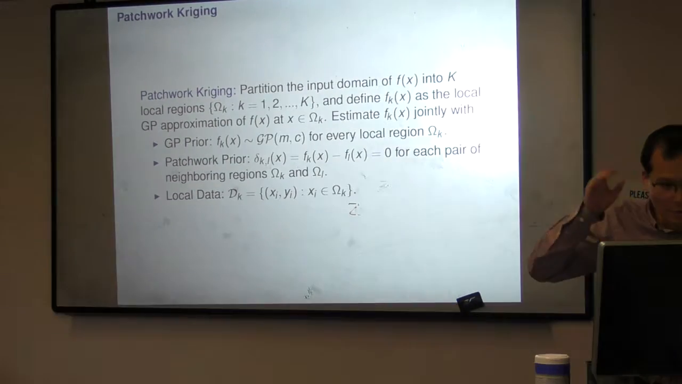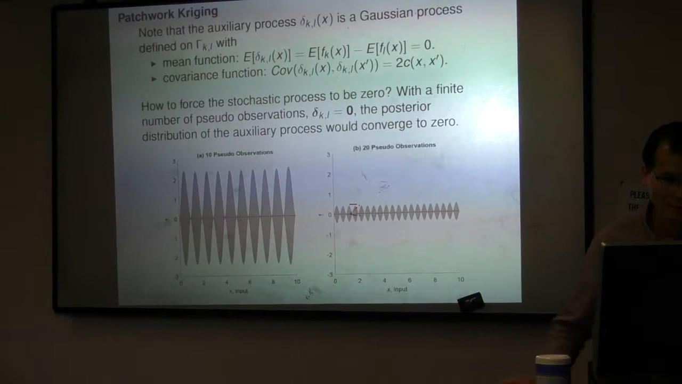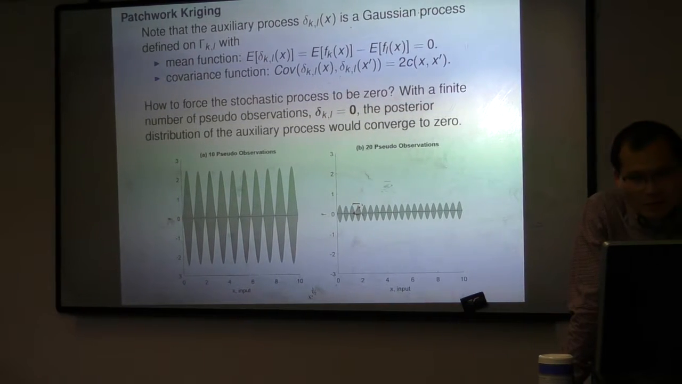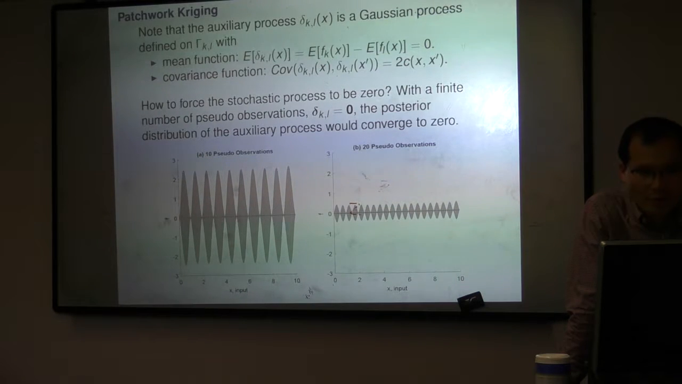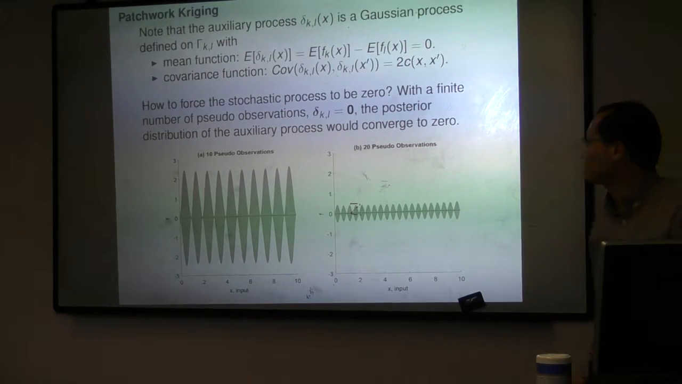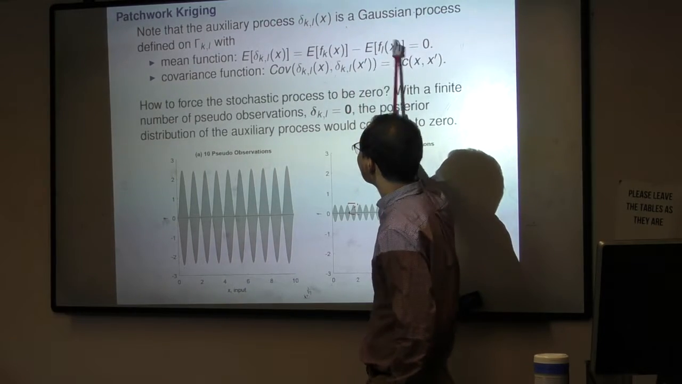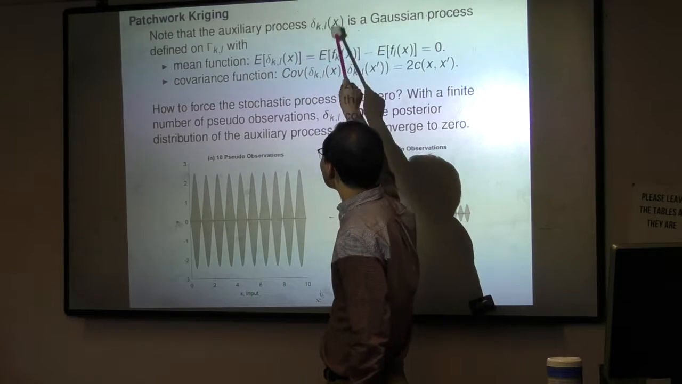So anyway, this is the two-level priors, and based on that we try to estimate. Then the only issue is that the delta KL auxiliary process is a Gaussian process, a stochastic process defined on the boundary. The mean function of the auxiliary process is 0. If f has 0 mean, it's still the same, because the mean function of these two is the same on the boundary. That is the 0 mean function. It makes sense because the difference should be around 0, right?